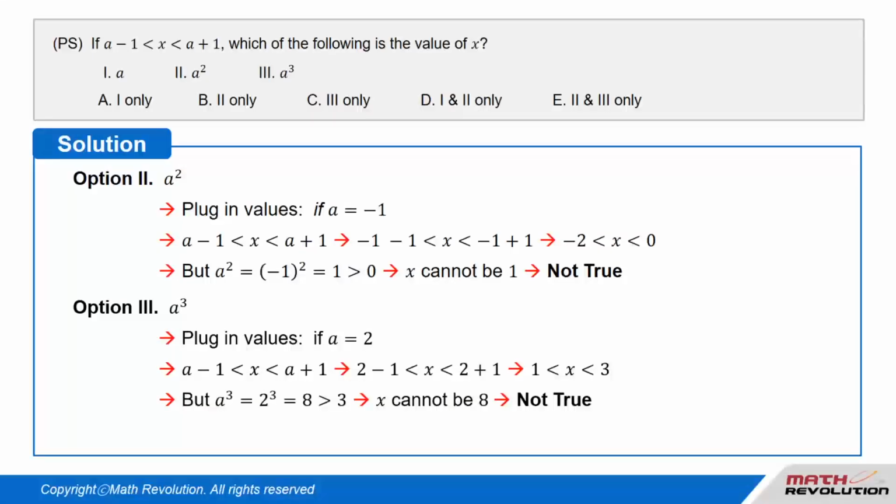Option 3, a cubed. Let us plug the values of a to get an answer. When a equal to 2, the inequality a minus 1 is less than x, which is less than a plus 1, will become 2 minus 1 is less than x, which is less than 2 plus 1, or 1 is less than x, which is less than 3. But a cubed equal to 2 cubed, that equals to 8, which is greater than 3, and hence this option is not true, as x cannot be 8.